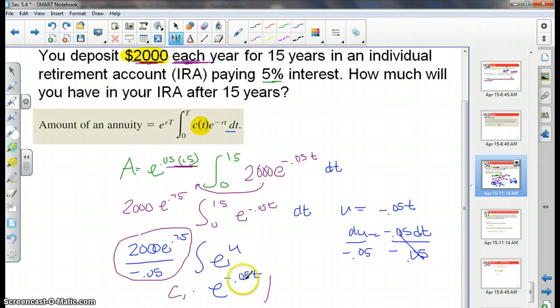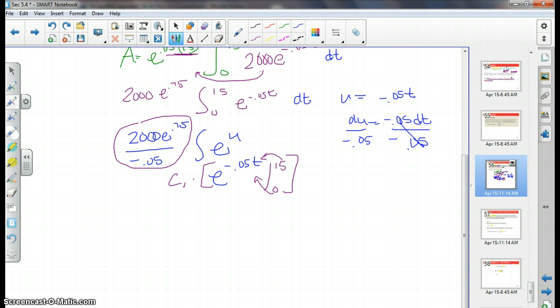And we're going to evaluate then this e to the negative 0.05t. I still have a variable in here, but I know that I'm going between 0 to 15 years. So I'm going to evaluate this by doing f of b minus f of a. And let's see, e to the 0 is a 1. So when I do my f of b minus f of a, the last thing I'll do is I'll multiply by the constant, whatever this is when I get it in decimal form.